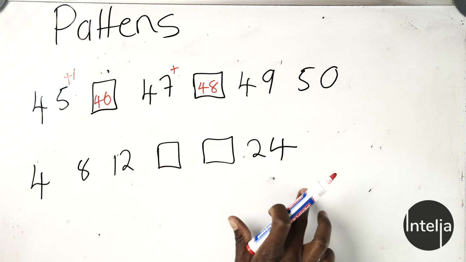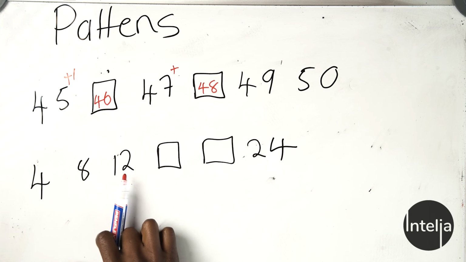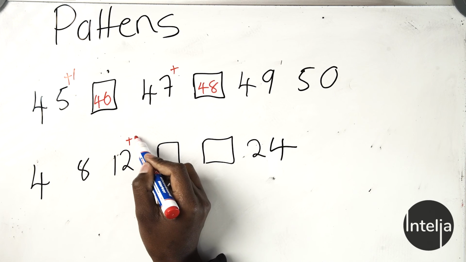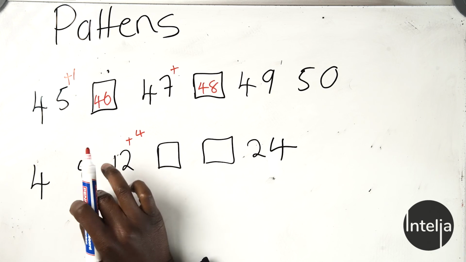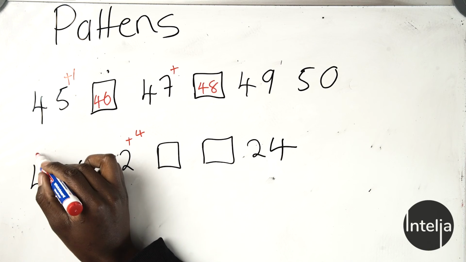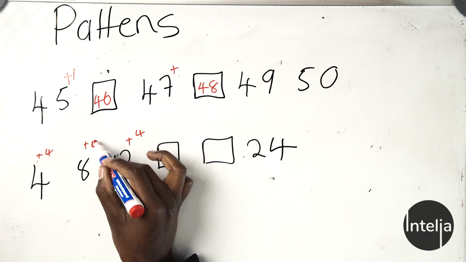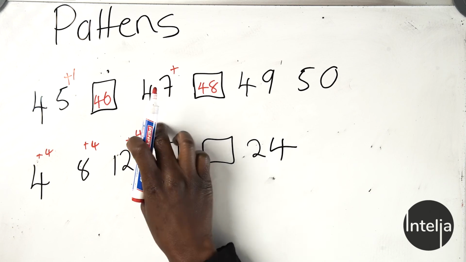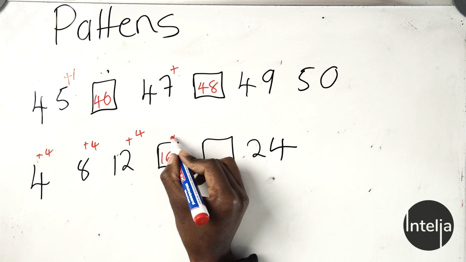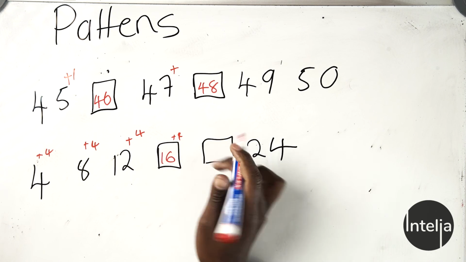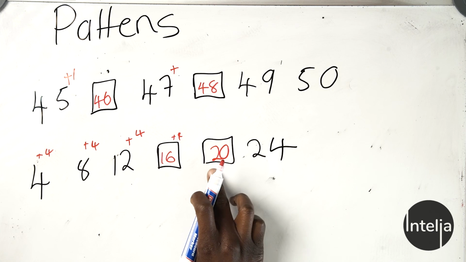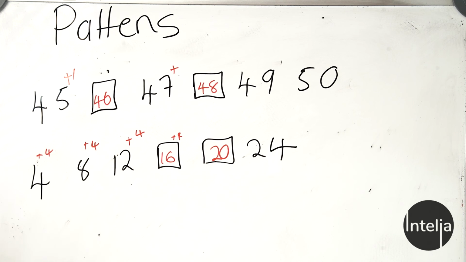Then you come here. 4, 8, 12. So we're just adding a 4. You see, like here, 4 to 8, 4 plus 4, that's 8. 8 plus 4, that's 12. You're just adding a 4. 12 plus 4, that's 16. Plus another 4. 16 plus 4, that's 20. Then you write your missing number, then 24 here. So our missing numbers were 16 and 20. So you count 4, 8, 12, 16, 20, 24.